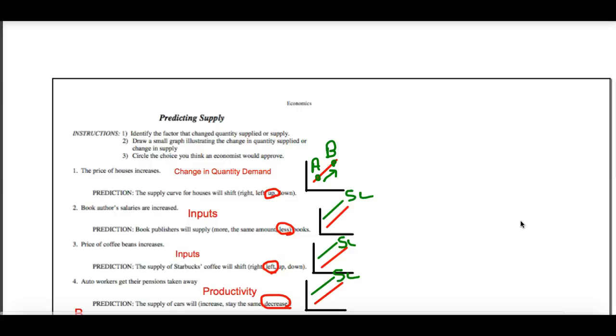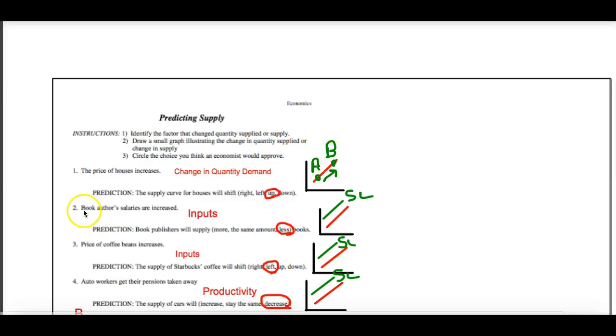So the first one we'll go through is the predicting the supply worksheet. The first question was about houses. It says the price of houses increases. What happens to the supply of houses? This would be a change in quantity supplied. Even I make mistakes. So, change in quantity supplied, we'd be moving up the curve because the price is going up, going from A to B.